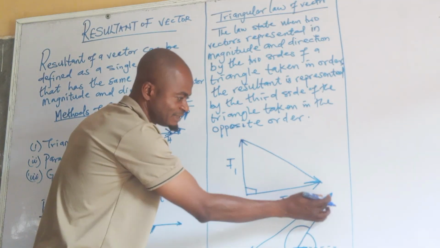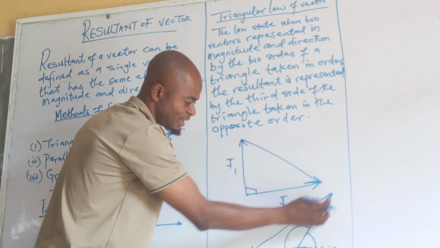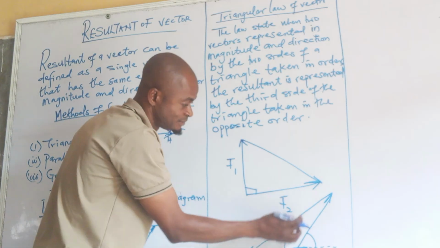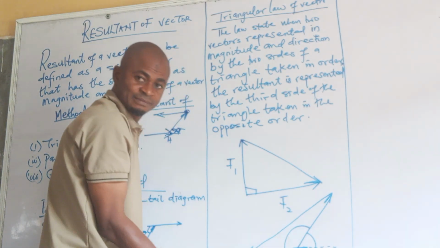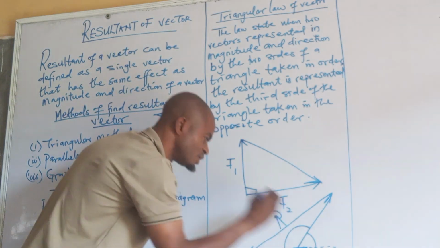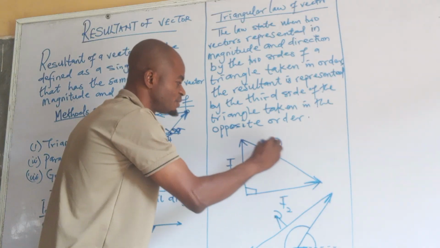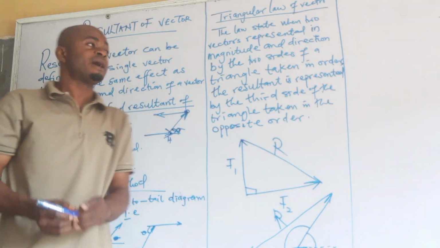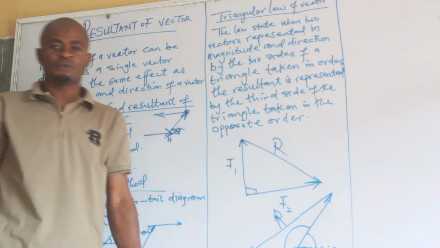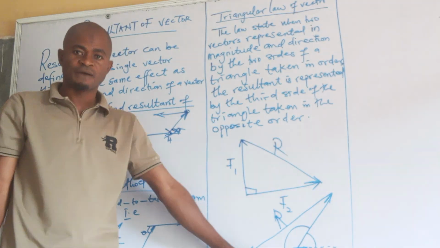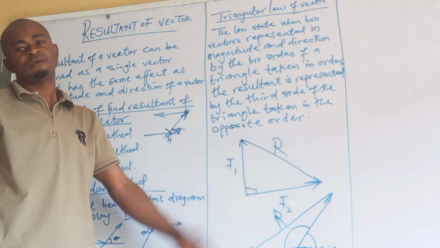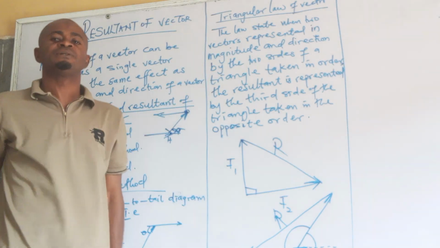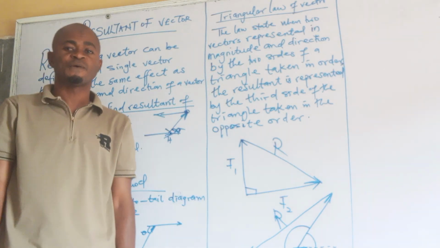This is the head and tail. Can you see? This is what we call our resultant. This is the triangular law of a vector. If you want to have this, you have this. That is what they call the triangular method of a vector.